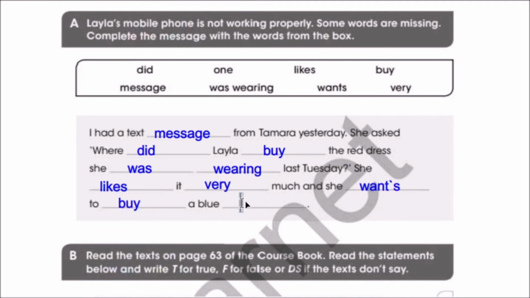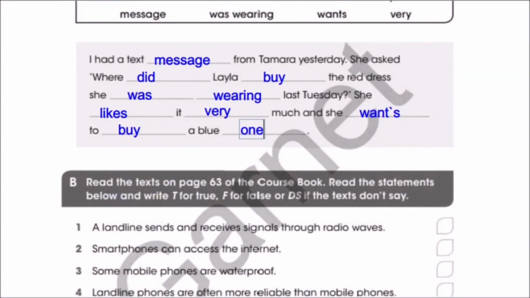So let's read the message together. I had a text message from Tamara yesterday. She asked, where did Layla buy the red dress she was wearing last Tuesday? She likes it very much and she wants to buy a blue one. Very good. Now let's look at question B.